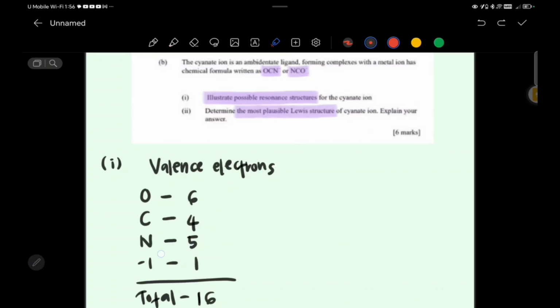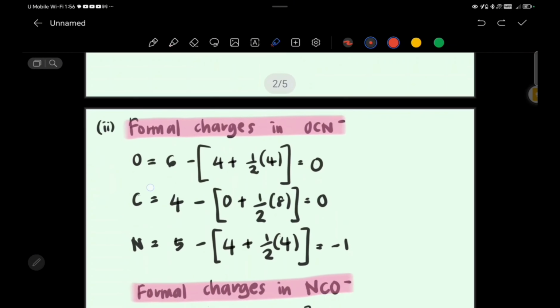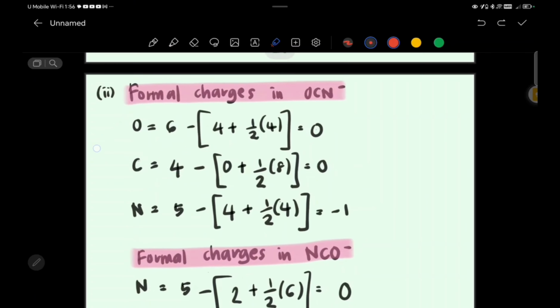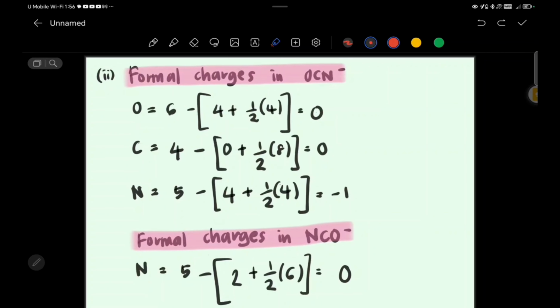Second question: determine the most possible Lewis structure of the ion. Explain your answer. Before we know what the possible structure is, we need to calculate the formal charges in both structures. So what is the formula of formal charge?